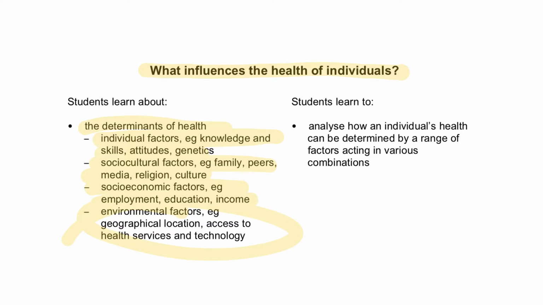So for example, the geographical location, so where someone is actually located within Australia, access to health services and also access to technology. Now remember, when you're taking notes from this video or all of the videos in this series, you need to be able to come across this side of the syllabus and analyse how an individual's health can be determined by a range of factors acting in various combinations. So how might someone's environmental factors and their individual factors affect their health, or how can their health be determined by more than one of those determinants of health?